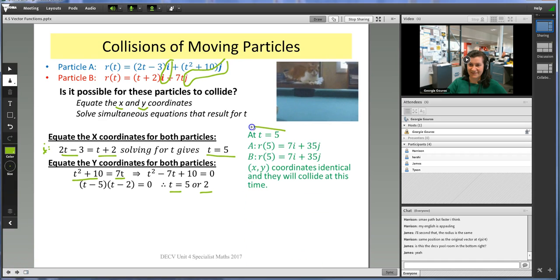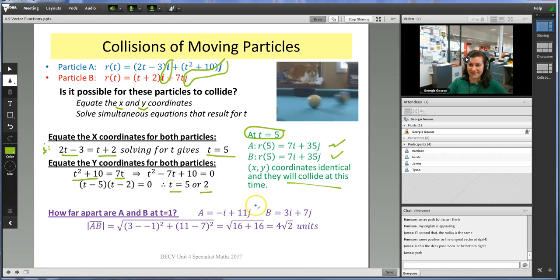So at t equals 5, particle A, substituting t equals 5 into that vector equation, gives us 7i plus 35j, and substituting t equals 5 into particle B's vector equation gives us the same vector. Hooray! So they're identical, so that means at t equals 5, they're in the same place at the same time, so they will collide.